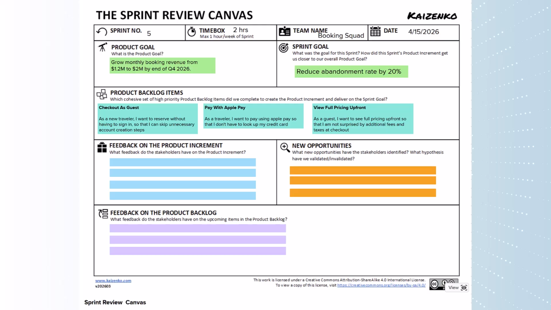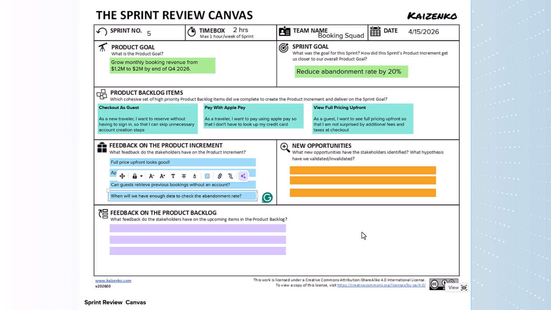For this review, we get feedback that the full price display looks good. The Apple Pay integration feels premium and modern. And we get a few questions on whether guests can access previous reservations if they don't have an account. Is that possible? And we also start getting questions around when will we get enough data to see a difference in abandonment rates.